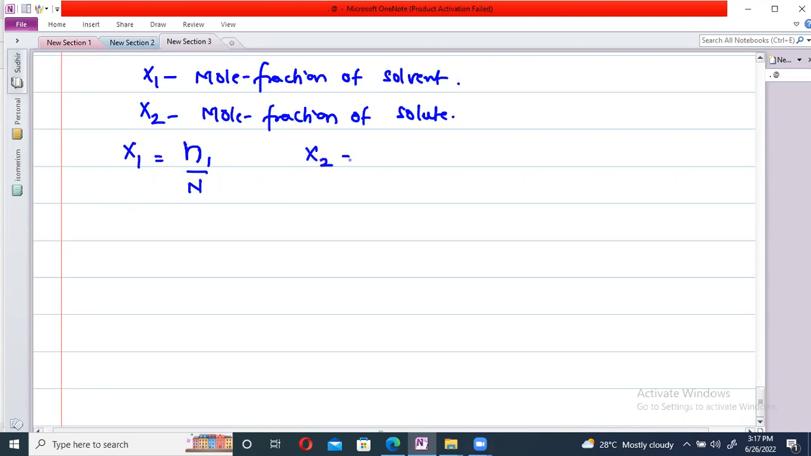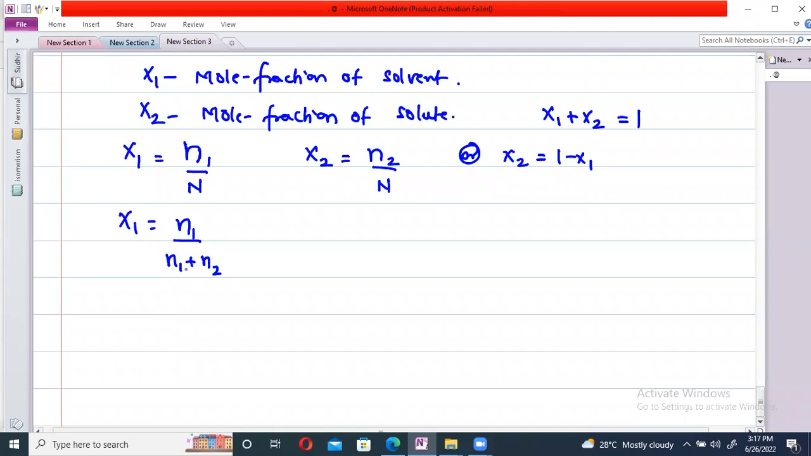And how to get x2? Either we can use n2 by capital N, or we can say x2 can be written as 1 minus x1, because we know the sum of the two components is equal to 1. So x2 is equal to 1 minus x1. What do small n1 and capital N indicate? Let me tell you. Here, capital N is the total number of moles of all the components.